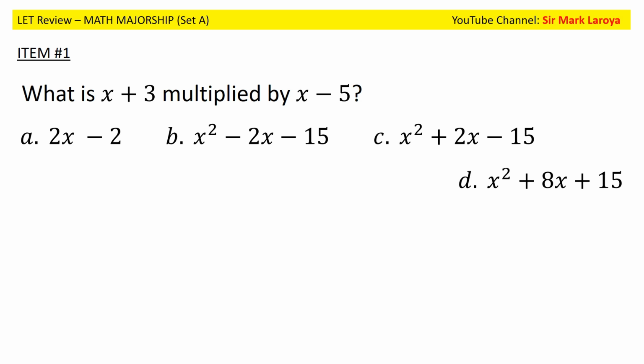Question number 1. What is x plus 3 multiplied by x minus 5? A. 2x minus 2. B. X squared minus 2x minus 15. C. X squared plus 2x minus 15. Or D. X squared plus 8x plus 15.